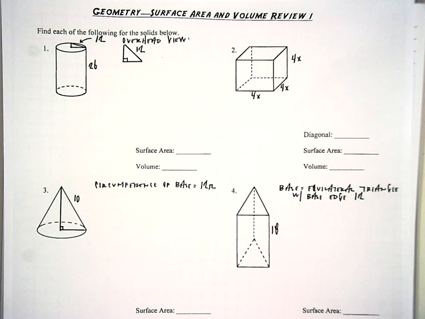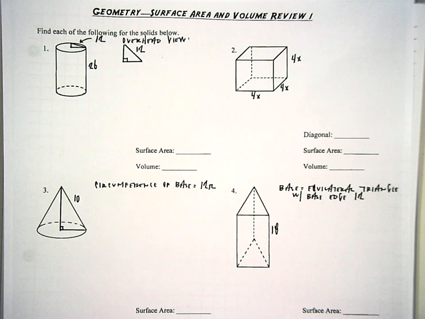All right, good morning. Today we're taking on a little review of surface area and volume. So this is our review, the first part of it. Here we are taking on a cylinder to start, and I'm saying find each of the following for the solids. So I want surface area, I want volume as well.